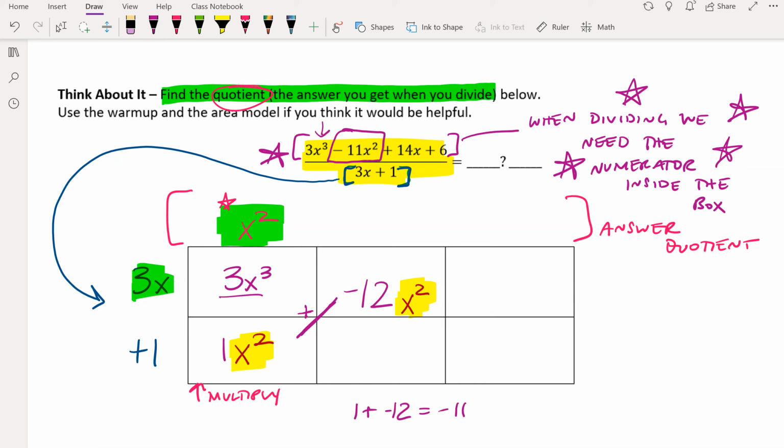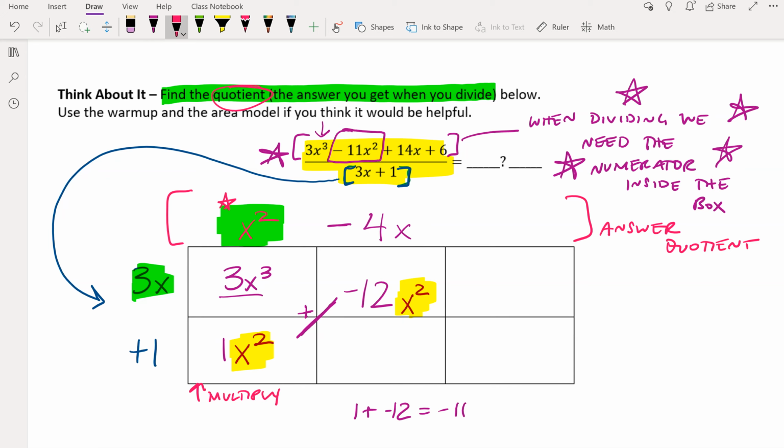Now that we have that one, we do another reverse engineering. We say 3x times what gives me negative 12x squared? Well, 3 times 4 gives me 12. It needs to be negative, so I'm going to make it negative 4. And we need another x because we have x squared. Cool. We reverse engineered to get the top. Now let's go ahead and do the multiplication.